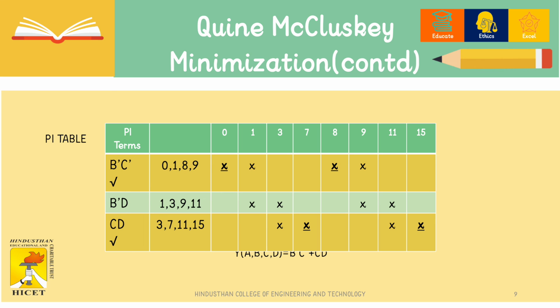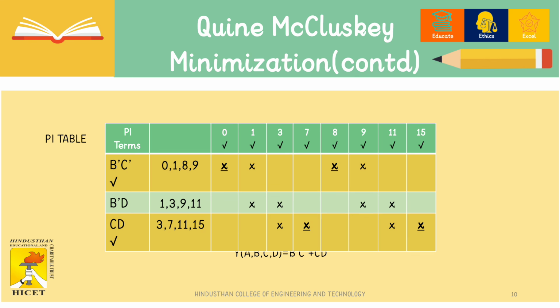Next step is we have to check which column has got a single x. Now we can see that the column with minterm 0 has got a single x. Next, the column with minterm 7 has got a single x. The column with minterm 8 has got a single x. And the column with 15 has got a single x. So I just placed a dash or underlined the minterms which are having a single x in those columns. Now I have to check the corresponding product term.